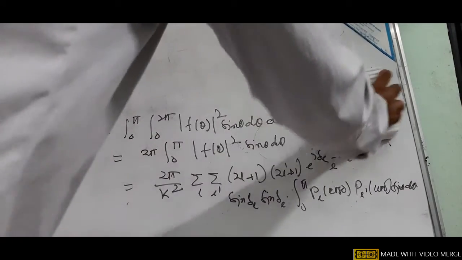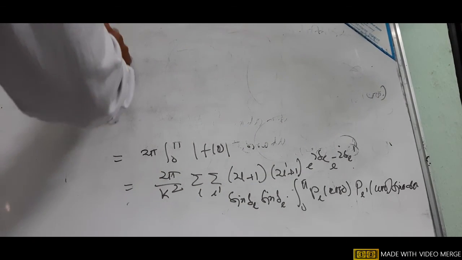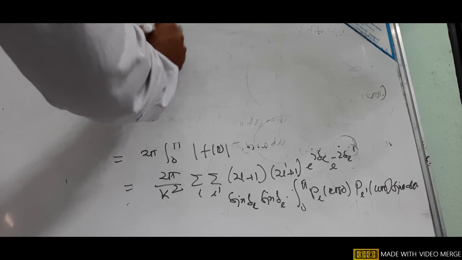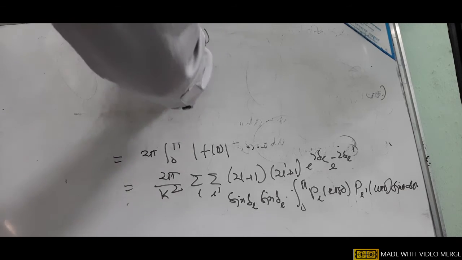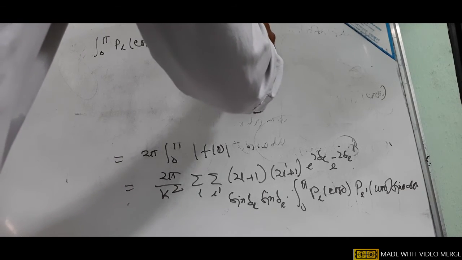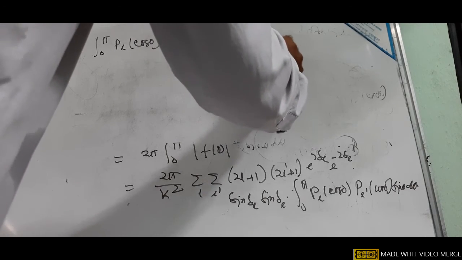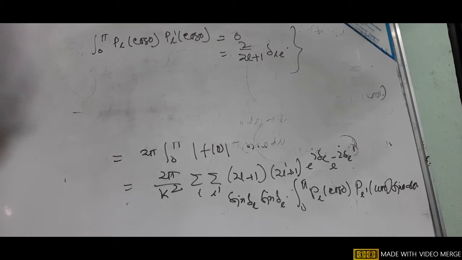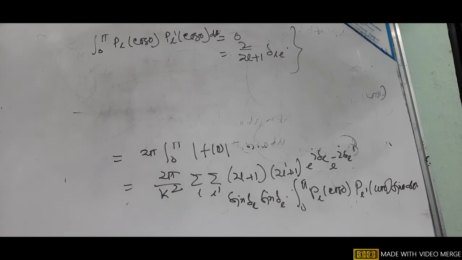So what do you get? This P_l(cos theta), if you integrate it between 0 to pi, using the orthogonality relation of the Legendre polynomials, P_l(cos theta) P_l'(cos theta) is 0 unless l equals l prime, and then it is 2 by (2l+1) delta_ll'. This is the relation of the Legendre polynomial, with d theta, right?